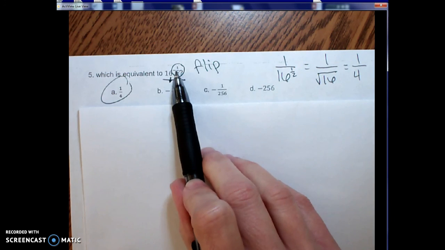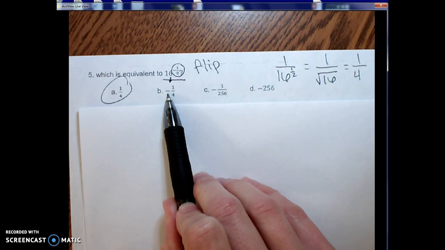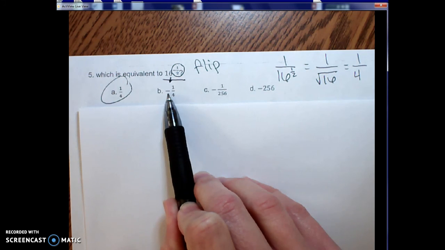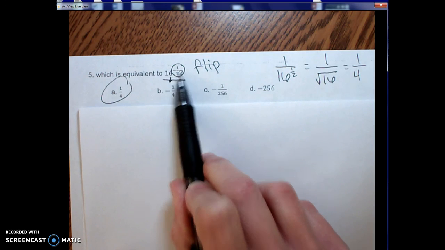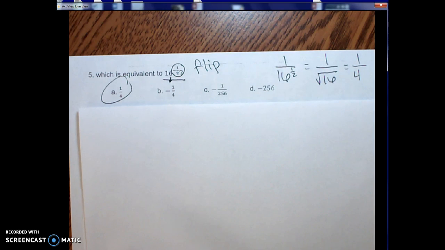The negative exponent does not mean your total answer is negative. Has nothing to do with that. The negative exponent just tells you that you flip that either into the denominator or up to the top if it was already in a fraction.